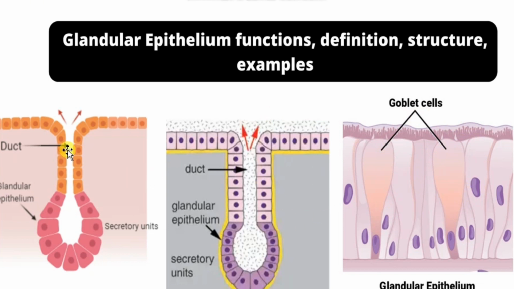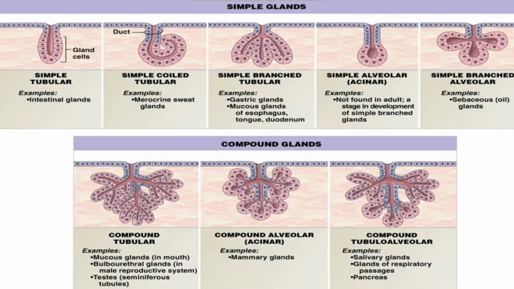So next, see in which glands we have two types of glands: simple glands and compound glands. Where it's found and its peculiarities is different in every type of gland. As you can see in the first one, it's simple tubular, which is found in the intestinal glands. Okay, so these are the gland cells which are minimum in number, not more. Next you can see C, simple coiled tubular, which is found in the merocrine sweat glands. Okay, here the number of glandular cells is a little more and coil shaped, spiral shaped.